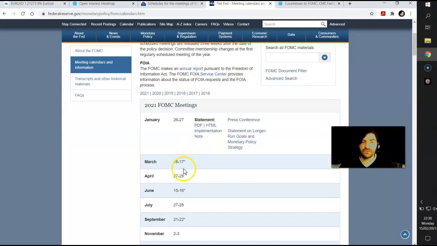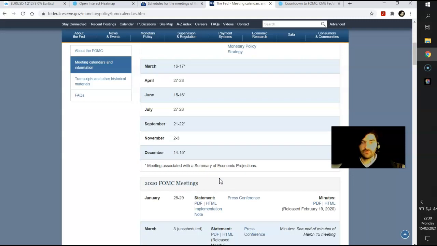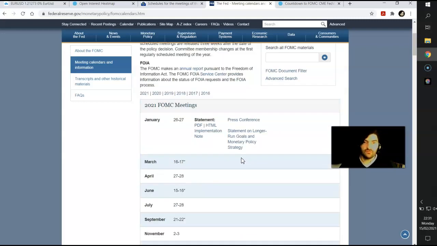The Federal Reserve, on the other hand, has nothing in February, and the next meeting of note, obviously, is the FOMC meeting. That's on the 16th and 17th of March. So on the 17th, we'll get projections, etc. Because it's a quarterly meeting as well. We'll get a press conference and everything from Powell. So that's where we are.